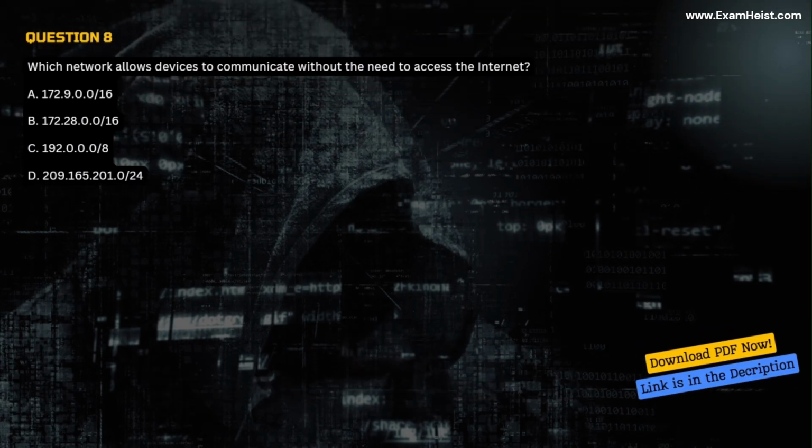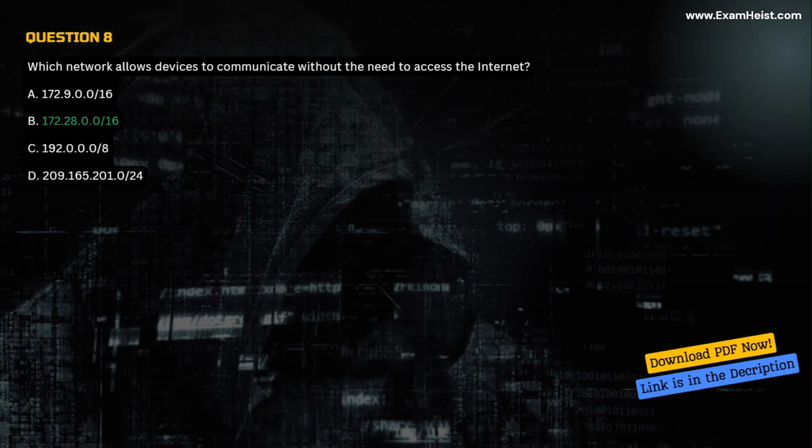Question 8. Which network allows devices to communicate without the need to access the Internet? A. 172.9.0.0/16. B. 172.28.0.0/16. C. 192.0.0.0/8. D. 209.165.201.0/24. Correct answer B. 172.28.0.0/16. Explanation.